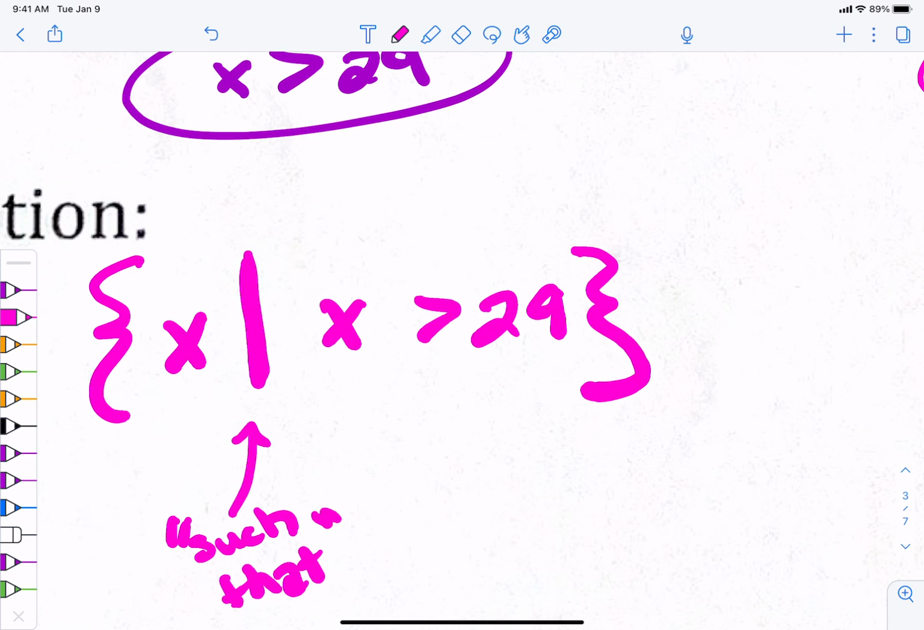That's set builder notation. It's kind of silly, but that's what it is technically. So you define your variable, and then you kind of put a border here, and then you write the rule after that.